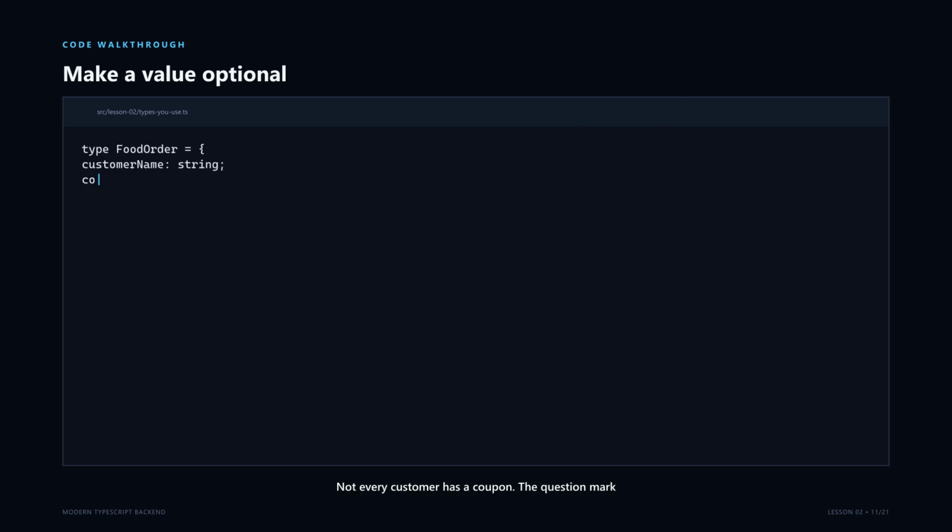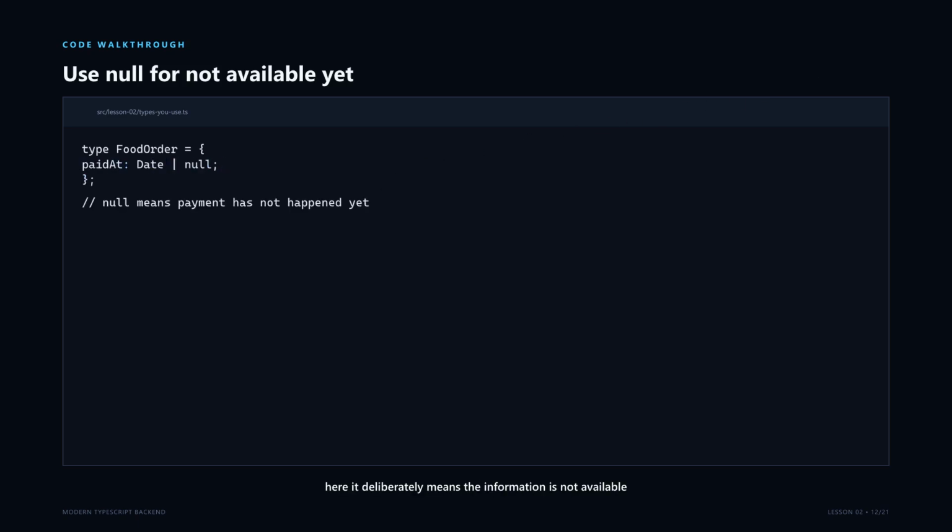Not every customer has a coupon. The question mark says couponCode is optional. An order can include a text coupon or leave the property out completely. The type now matches what happens in the real checkout flow. Before payment, there is no payment time. Date or null describes that honestly. Null does not mean broken. Here it deliberately means the information is not available yet. After payment, we replace it with a real date.